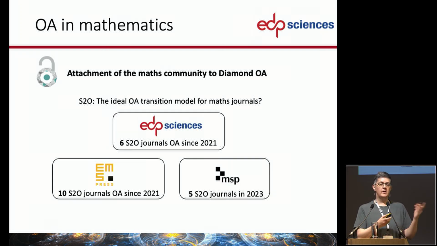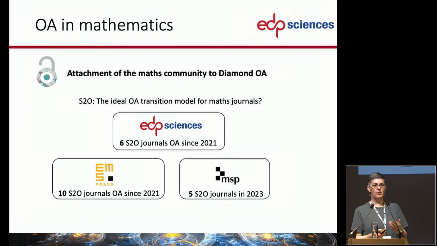And if you go back to the slide I presented a few slides back about the list of S2O publishers, three of these important mathematics publishers in the world actually decided to use this model. So EDP Sciences, we were the first one since 2020, and then in 2021, along with EMS, the European Mathematical Society, who also made the same decision in 2021 and have had 10 journals published open access in 2021. And recently, the Mathematical Sciences Publishers, I think based in Berkeley, also announced for 2023 that 5 of their journals would publish under this model.